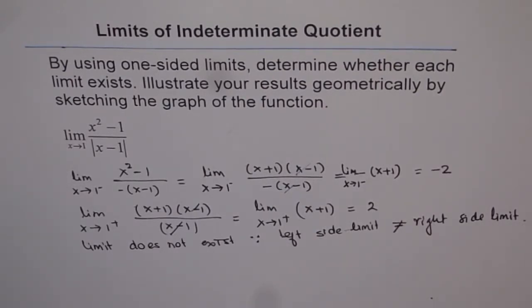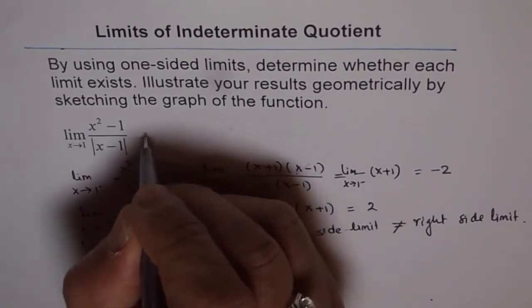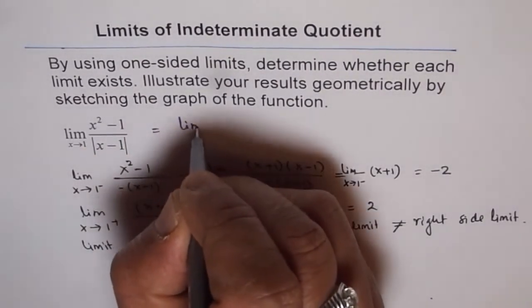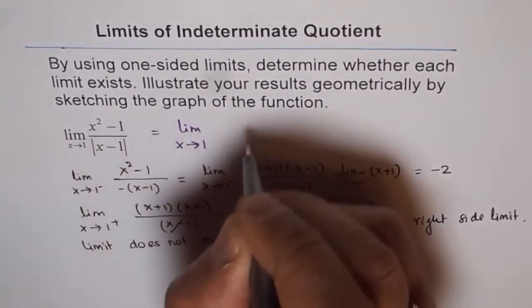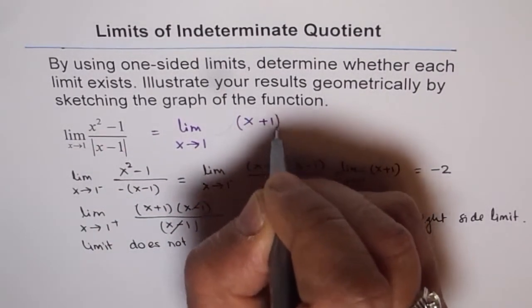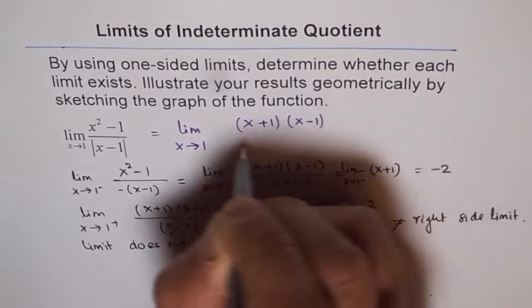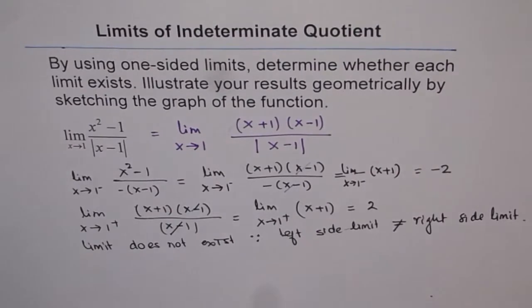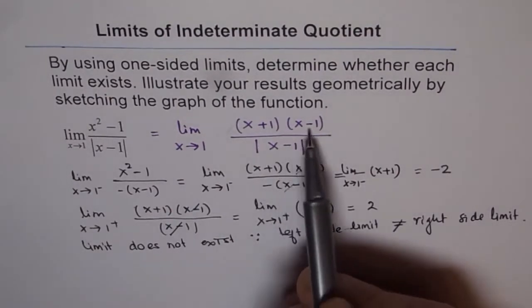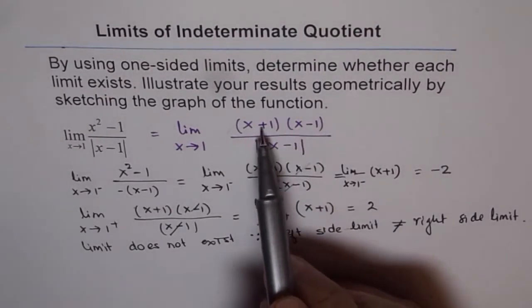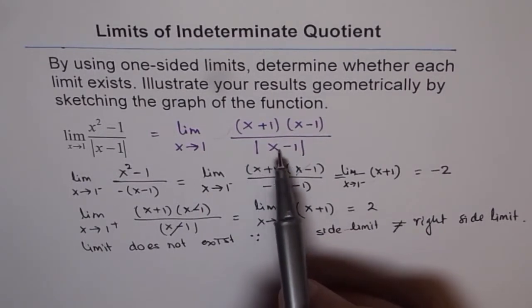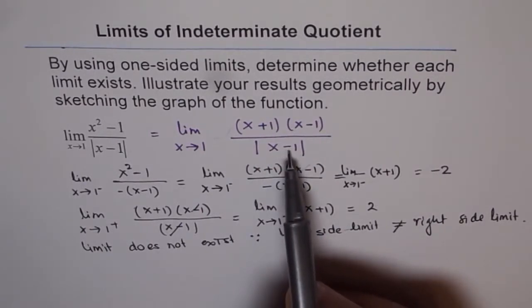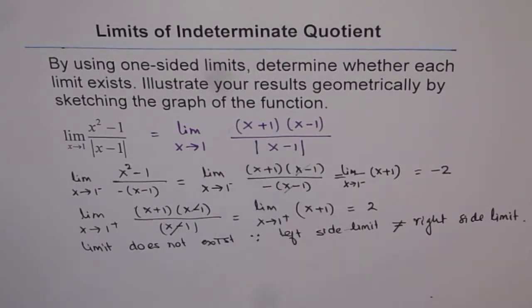Now we'll try to sketch this and show you, right? So what we found here is basically, now let me write out the function here. We could write this as the limit as x approaches 1, and the numerator is actually (x plus 1) times (x minus 1) over the absolute value of x minus 1, correct? So what we found is that when you are on the right side, we get x plus 1. But when you are on the left side of 1, you get minus of (x plus 1), correct?